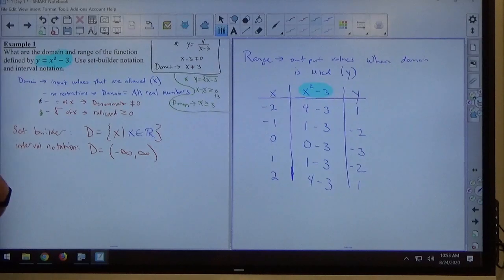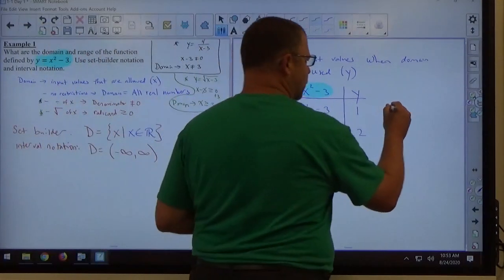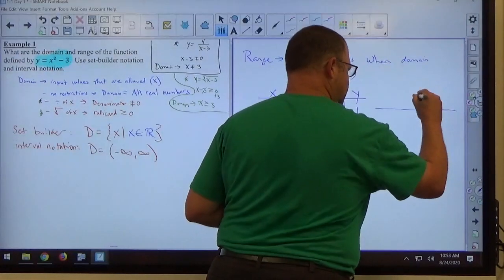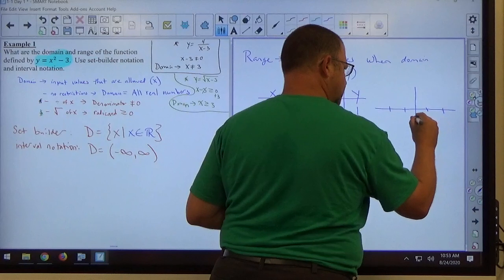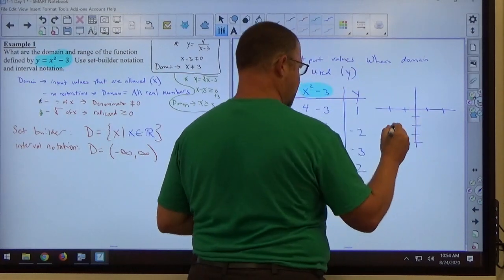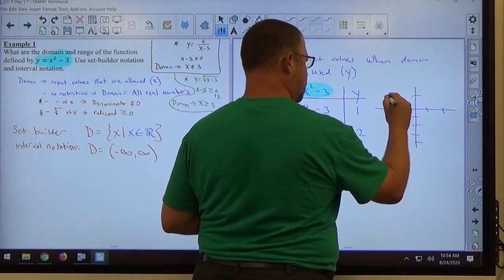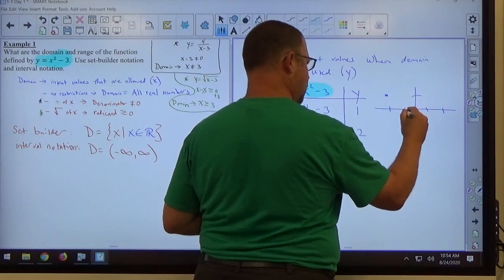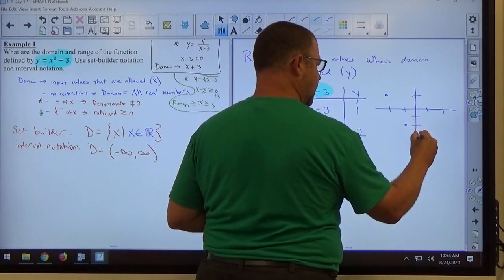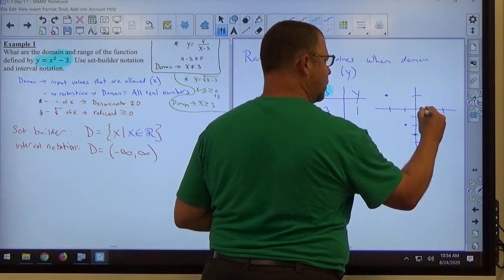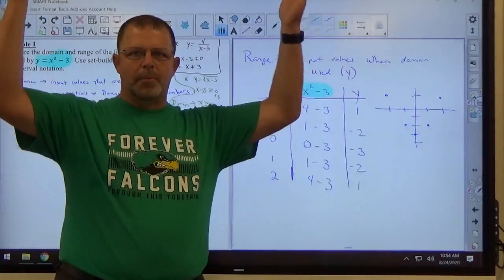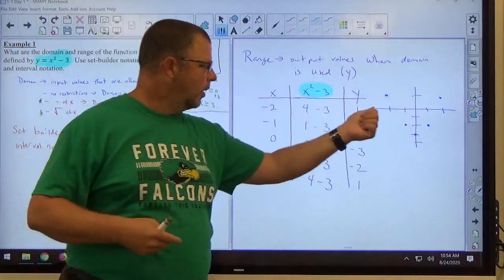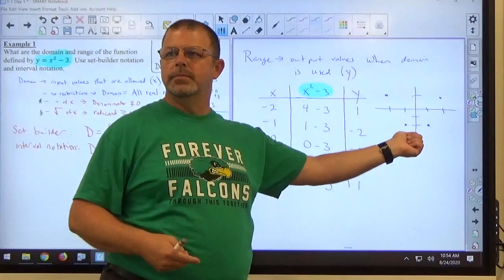So if I'm considering these answers, I can just do a rudimentary graph here just to kind of get a picture of it so I can see what it looks like. I've got negative 2 comma 1, negative 1, negative 2, 0, negative 3, 1, negative 2, and 2, positive 1. It looks like it's going up, right? It looks like negative 3 is the bottom, right?